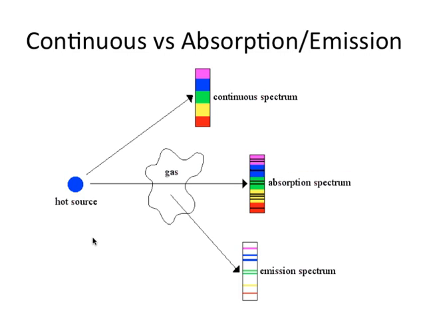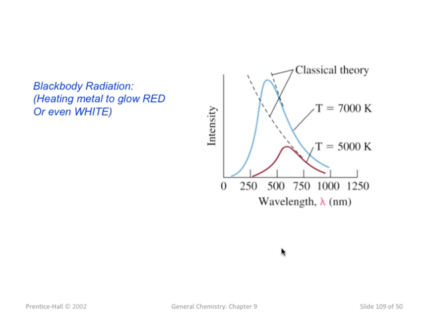I like this graphic because it shows you the difference between the continuous spectrum coming straight from the light source through a prism, being filtered through a sample of gas, that absorption spectrum, or from the excited gas itself, the emission spectrum. This is from the electrons being excited, jumping up in energy level and down.